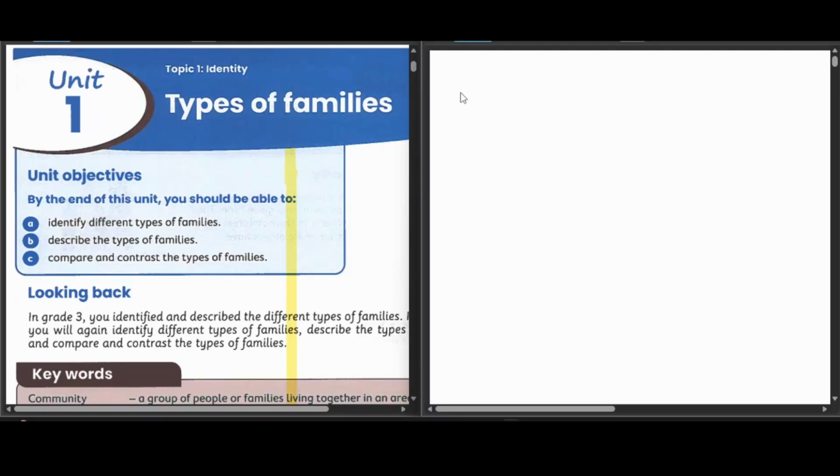In today's lesson, we want to look at the types of families. What are the types of families?